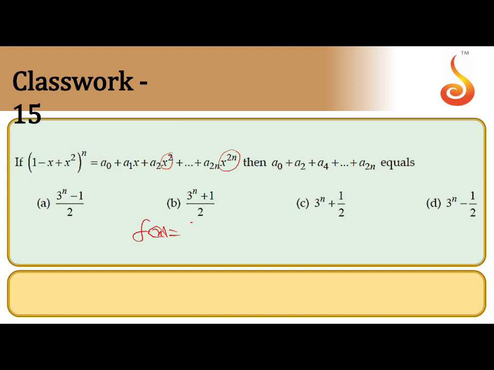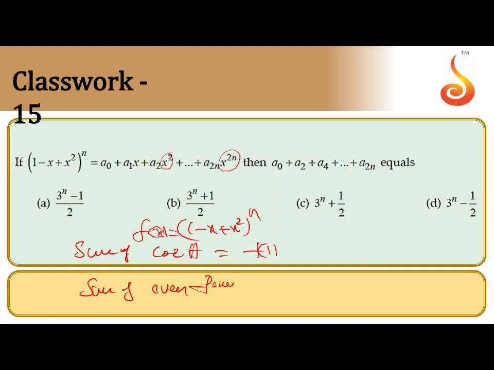Take f(x) = (1 - x + x^2)^n, which is given. I told you the sum of all coefficients is f(1). So what is the formula? Sum of coefficients, just remember, is f(1). Sum of even powers of x equals [f(1) + f(-1)]/2. Sum of odd powers is [f(1) - f(-1)]/2. These formulas you have to memorize.